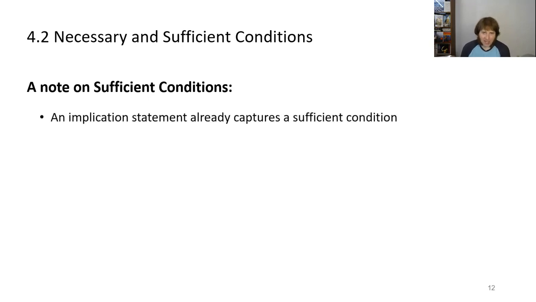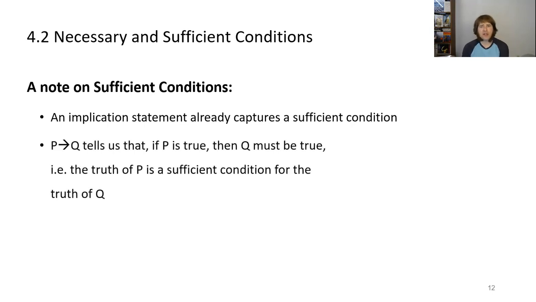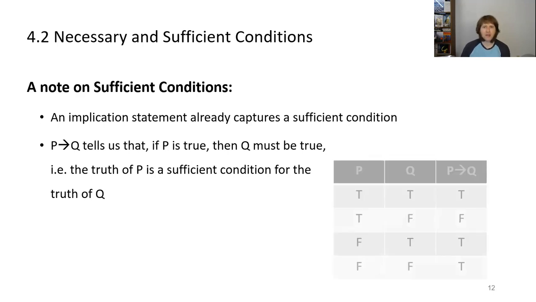An implication statement really just is a statement about sufficient conditions. Remember, a sufficient condition is really telling us that if one thing is true or happens, that's sufficient or enough for something else to be true or to happen. So if P then Q just tells us that if P is true, then Q is true, right? It says if P is true, Q must be true. That's really all it's trying to tell us. We can state that differently. That means the truth of P is a sufficient condition for the truth of Q.